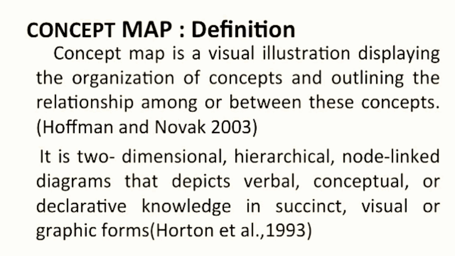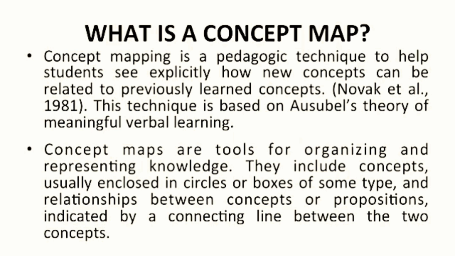Another definition of concept map is, it is a two-dimensional hierarchical node-like diagram that depicts verbal, conceptual or declarative knowledge in succinct, visual or graphic form, given by Houghton et al. in 1993. Now, after the definition, we can say what a concept map is.